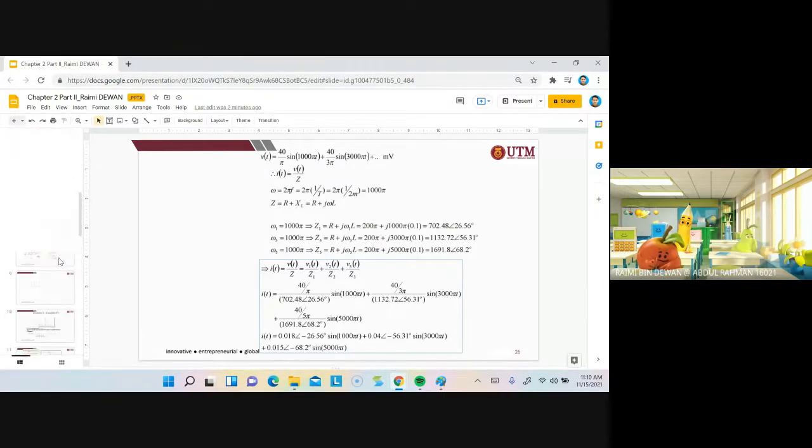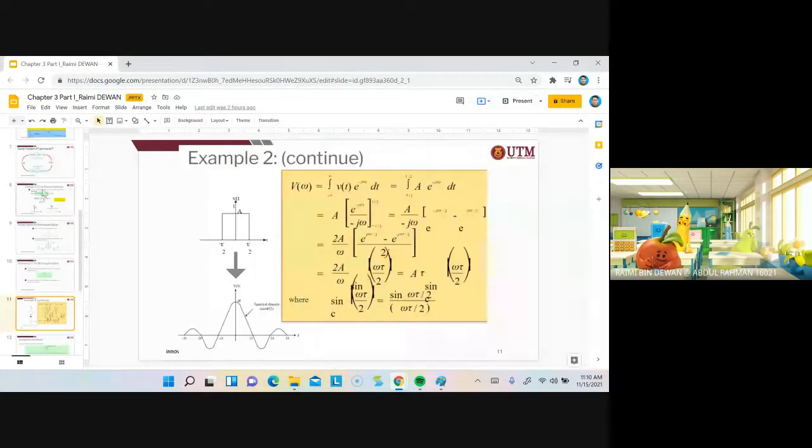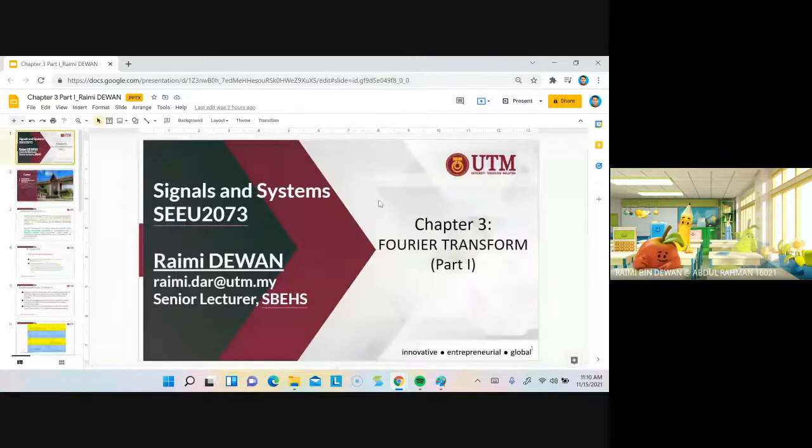This is chapter 2 part 2. Now we are going to chapter 3 part 1, which is the Fourier transform. Did you have the lecture slide for chapter 3 part 1? Do you guys have this one? Did I give it to you guys? Okay, good. So I continue.